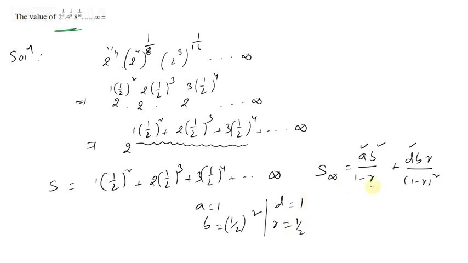So let me substitute here. What happens? ab is nothing but 1 by 4 by 1 minus 1 by 2, plus dbr: 1 into b, which is nothing but 1 by 4, into the r value, which is nothing but 1 by 2, by 1 minus 1 by 2 whole square. So this 1 by 4 and 1 by 4 get cancelled, and this is of course 1 by 2, plus 1 by 2, you are getting 1.